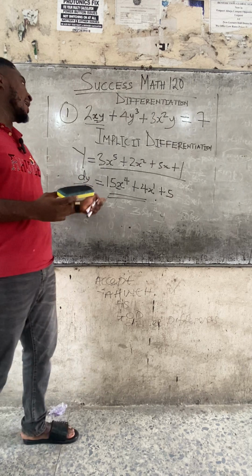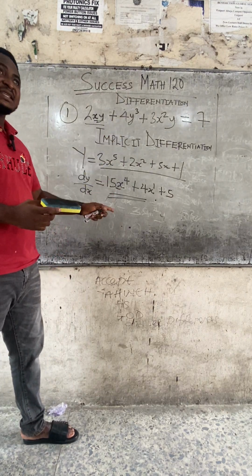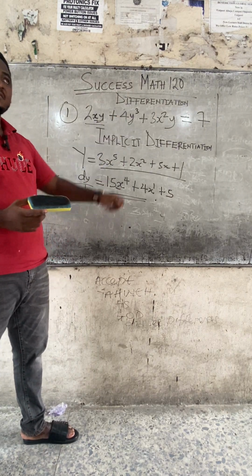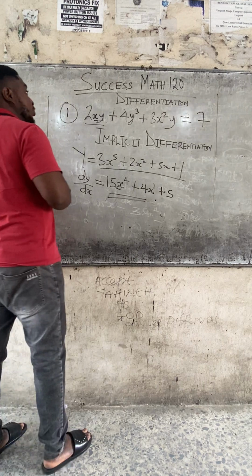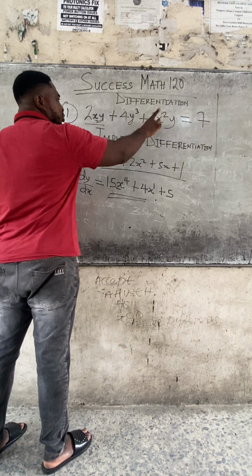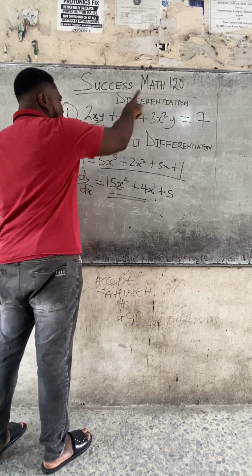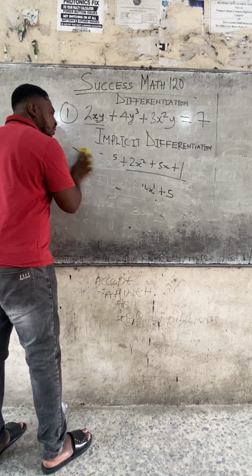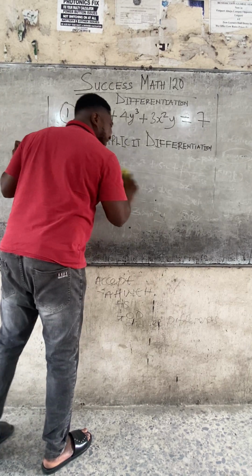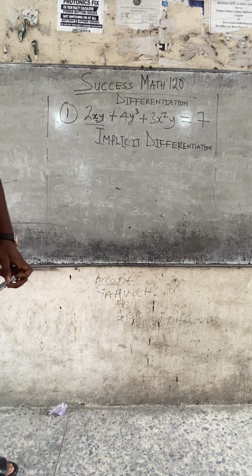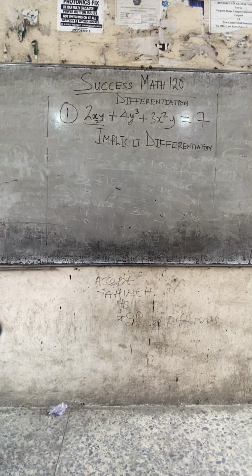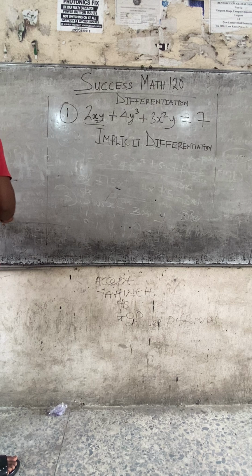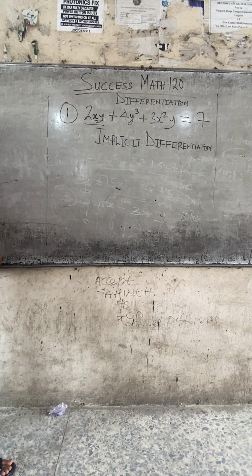But class, the same cannot be said of this one. In this one, see, x and y are mixing up together: x squared, y cubed. Class, a separate approach is required when differentiating a y and x component together. A separate method is required, and I'm about to teach you now, so pay close attention.